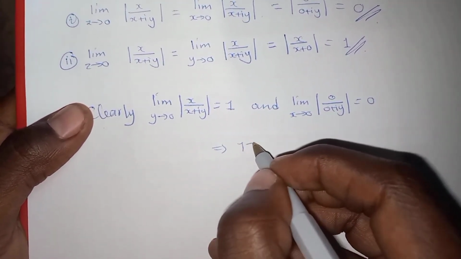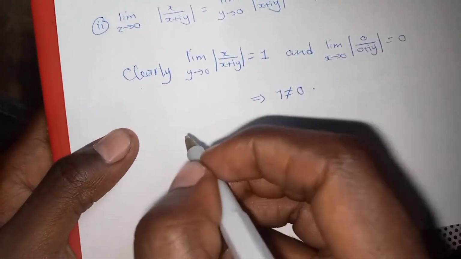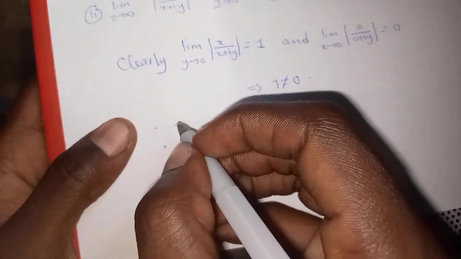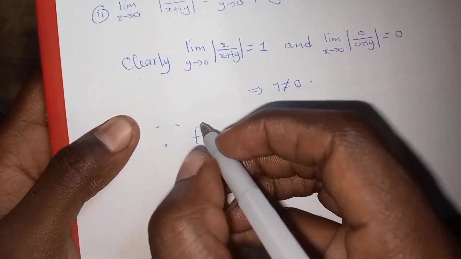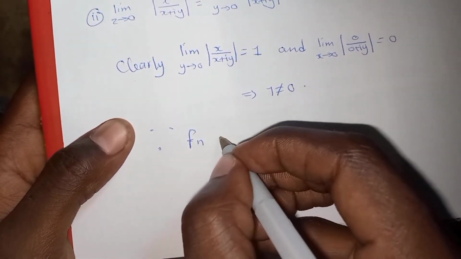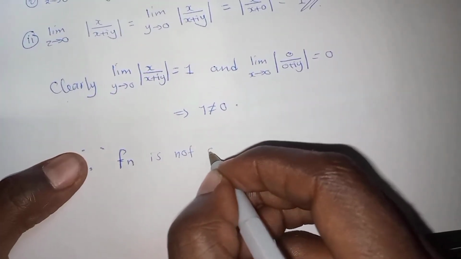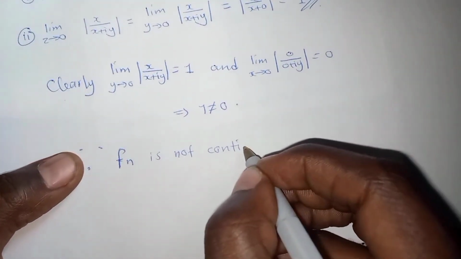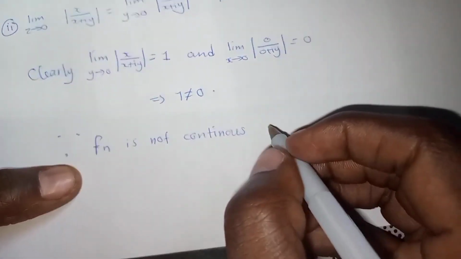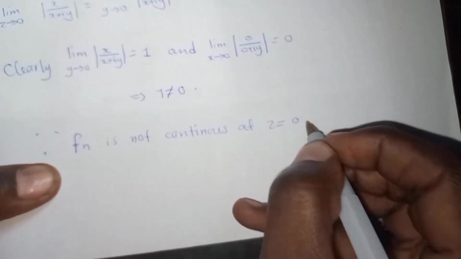So as I stated, when you see the two limits are not equal, 1 and 0 are not equal, we can conclude therefore that f(z), or the function, is not continuous at z equal to 0. So the function is not continuous at z equal to 0.